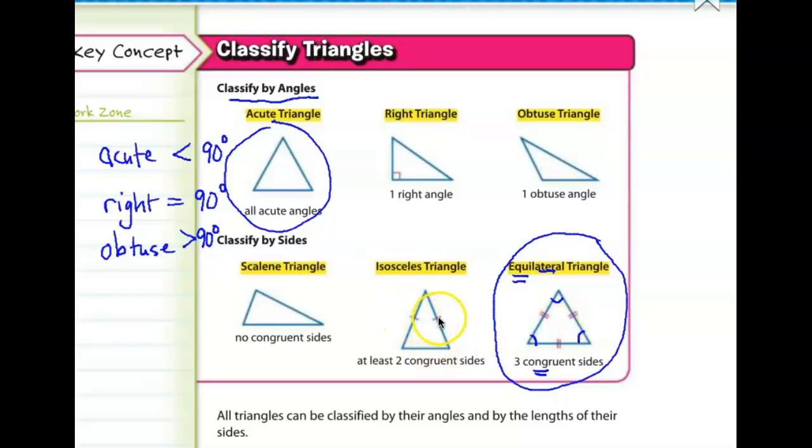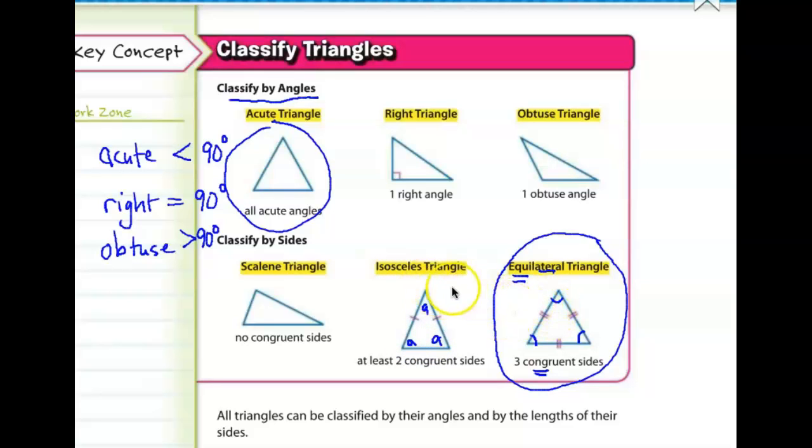Now let's look at the isosceles. You'll notice that this dash and this dash are the same. That means that two of these sides are congruent. So this is called an isosceles triangle. In this particular case, we could also call this one what based on its angles? Go ahead and answer that for me, please. Okay, all three of these angles are all acute. So in this case, this would also be an acute triangle. So this is an isosceles and an acute triangle.